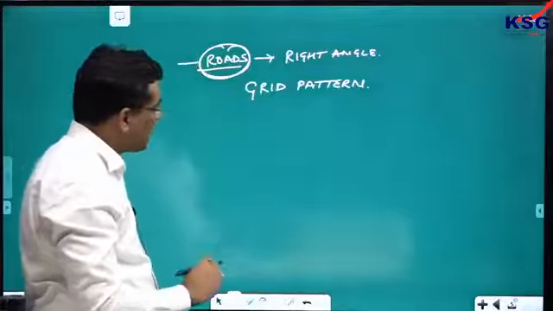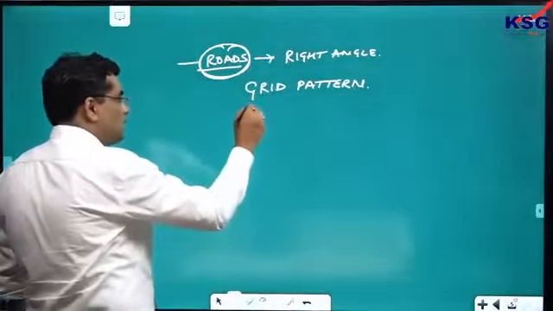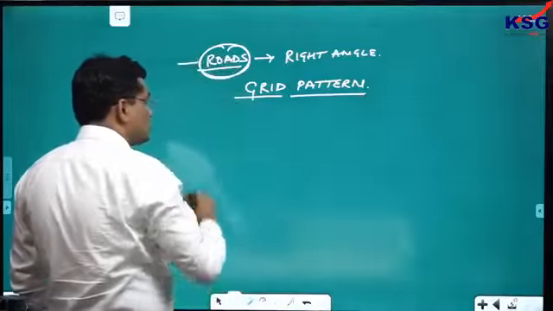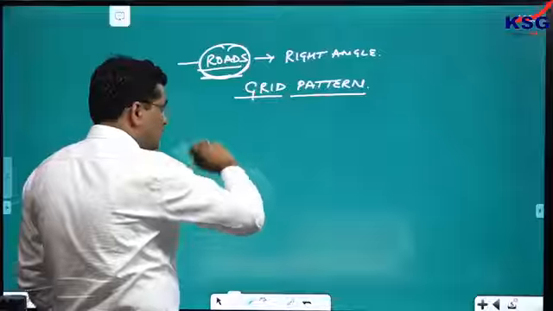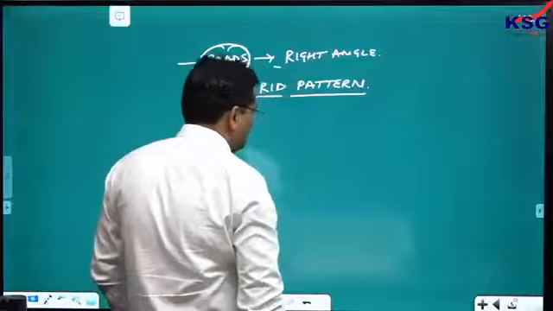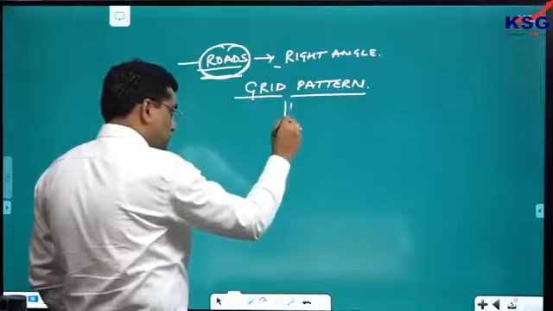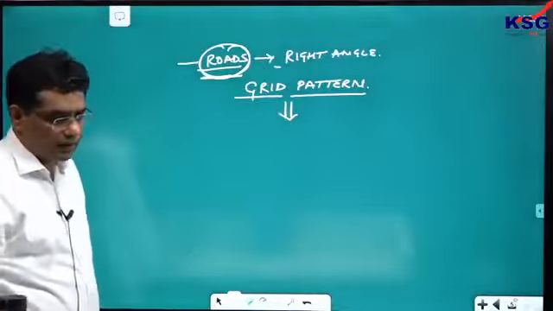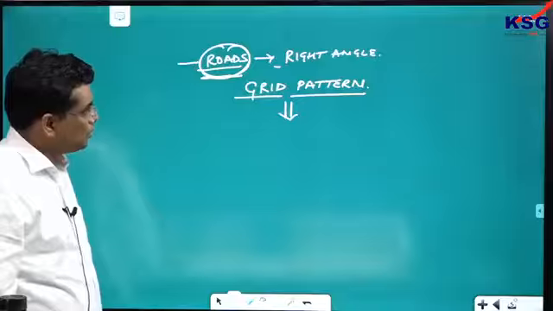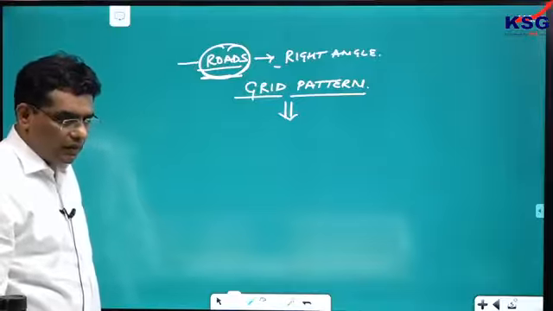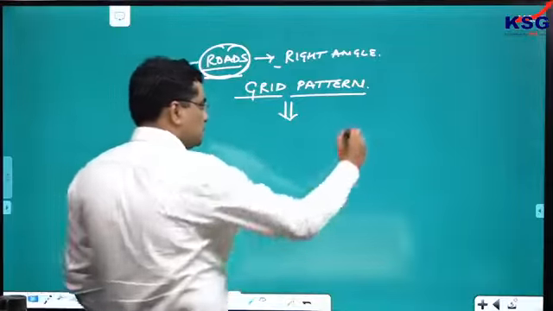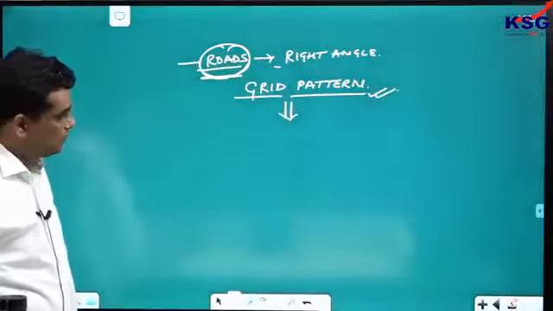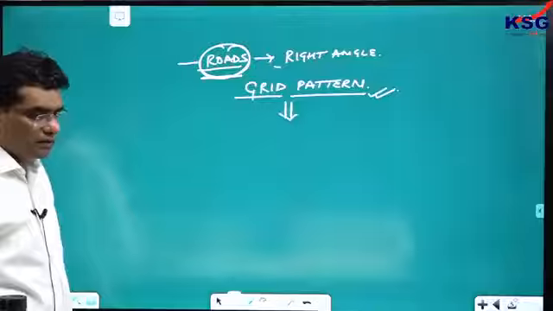So what to do with the handwriting? At least you can catch the word. So roads at right angle, this is called grid pattern. Roads are cutting each other at right angle. This is called grid pattern.